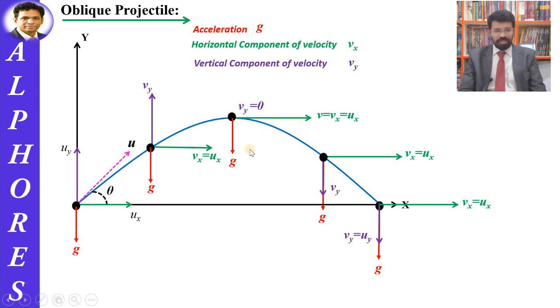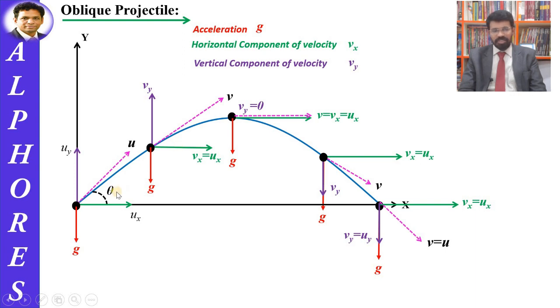What about the resultant velocity? See here, the resultant velocity, initially it was u along this direction, making an angle theta with the horizontal. By the time it has reached here, what has happened? Velocity has changed because ux is constant only, but vy is changing. So if vy is changing, the resultant of vy and ux will be different from this value u. And here the angle made by this v with the horizontal is also different from this theta.